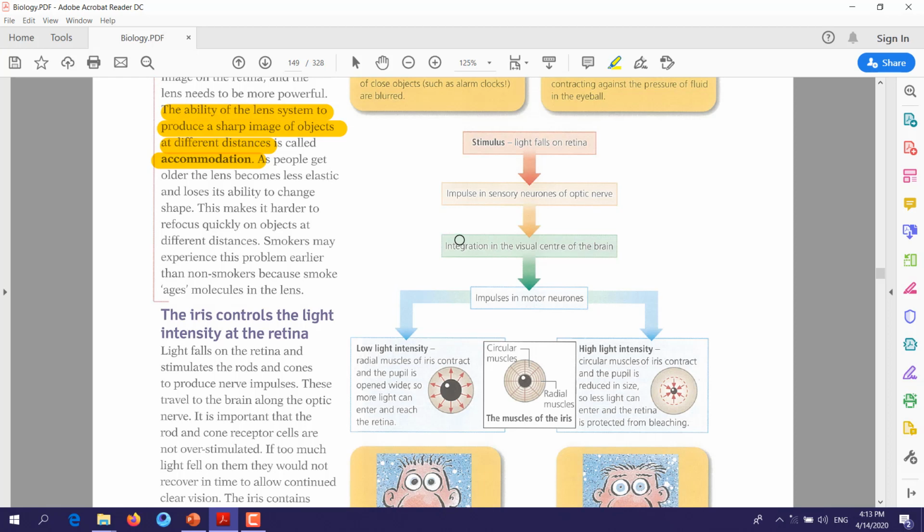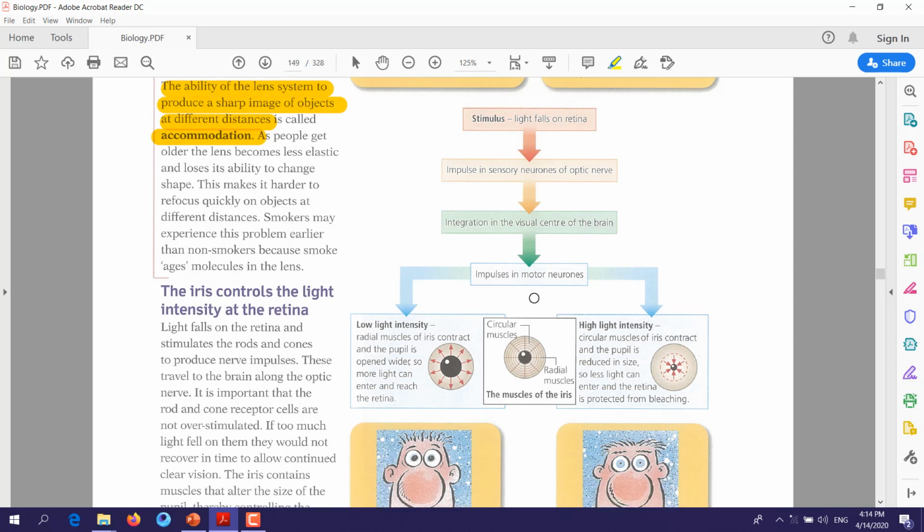Now, how does this process happen? Before, we explained that the size of the pupil changes depending on the light intensity. But how? Stimulus: light falls on the retina, impulse in sensory neurons to the optic nerve, integration in the visual center, then impulses in motor neurons. Motor neurons are neurons from the brain to the organs, or the effectors. If the light intensity is low, the pupil will increase in size. If the light intensity is high, it will contract and be smaller.